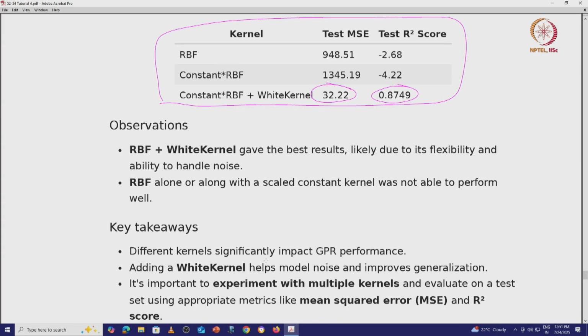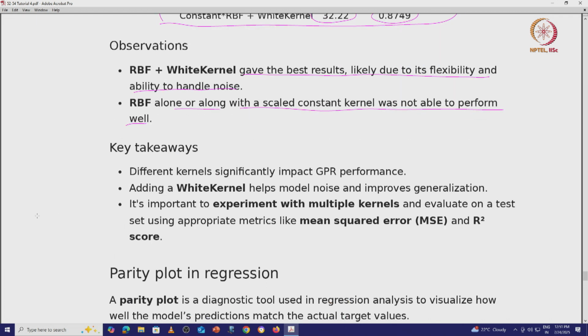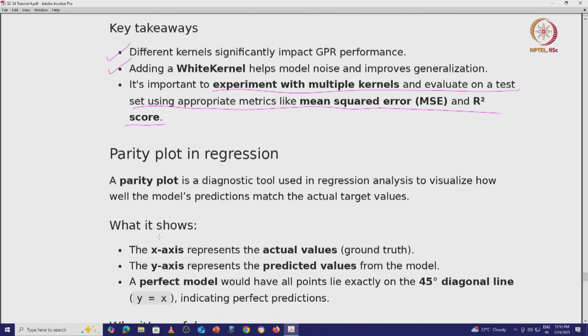So RBF plus white kernel gave the best results, likely due to the flexibility and the ability to handle noise, and RBF alone with or without a constant kernel was not able to perform as well. And the key takeaways are that different kernels impact the GPR performance, and adding a white kernel helps model noise and improve generalization, and it is definitely important to experiment with various kernels and to evaluate on a test set using appropriate metrics like the MSE and the R squared score.